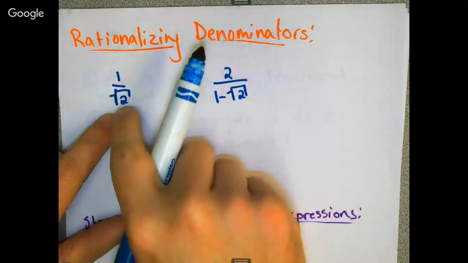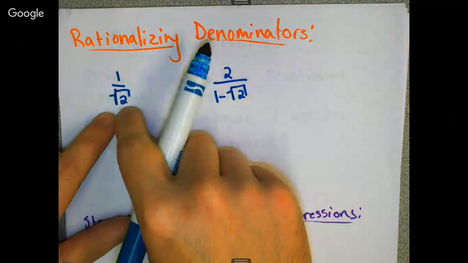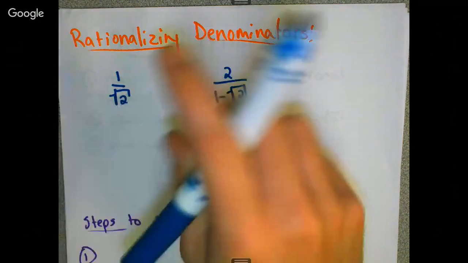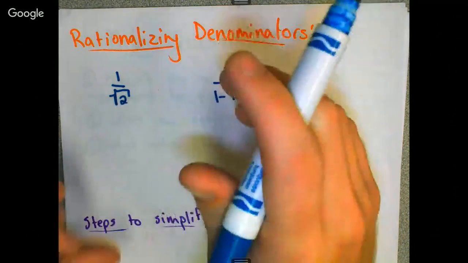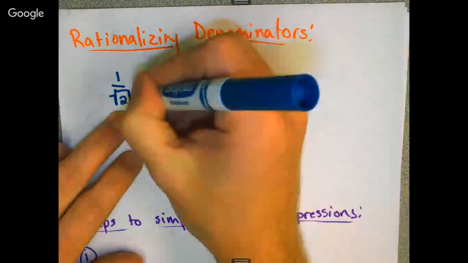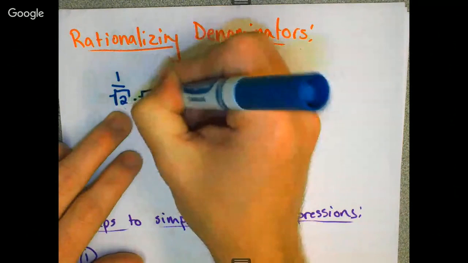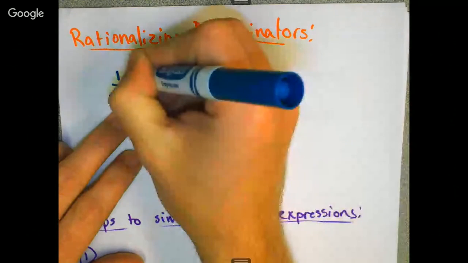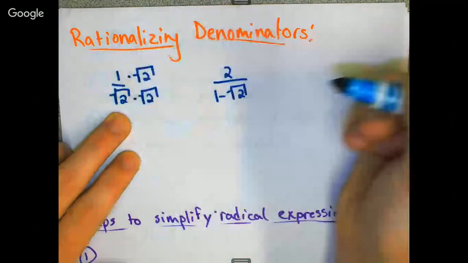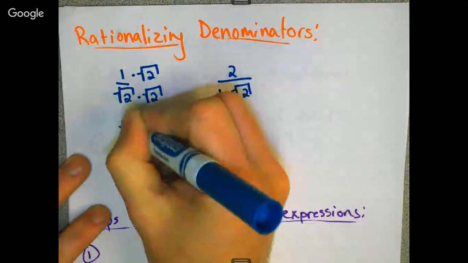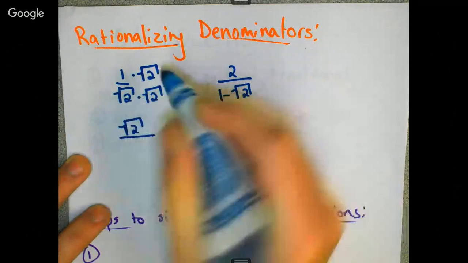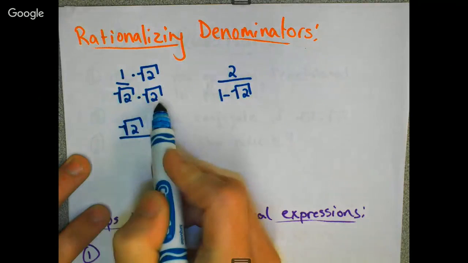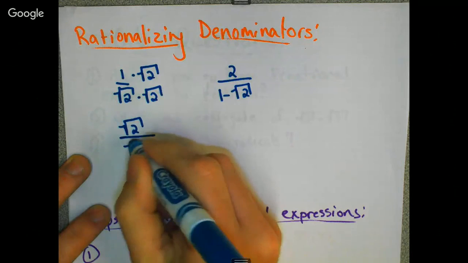Okay, to be a perfect square, the smallest perfect square I can think of is 4. So in this case, I'm going to have to multiply the bottom by radical 2. If I do it in the bottom, I've got to do it in the top. So in the top I'll have radical 2, and in the bottom I'll have radical 2 times radical 2, which is radical 4.